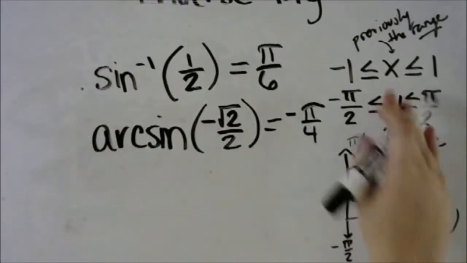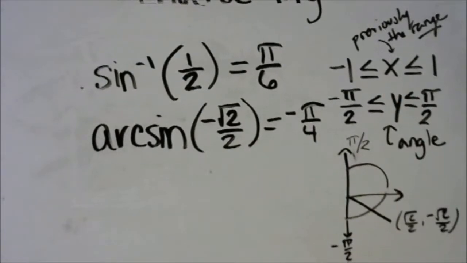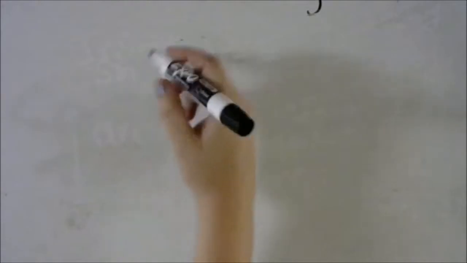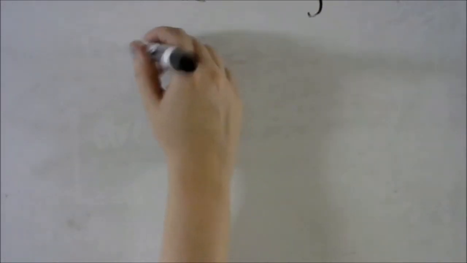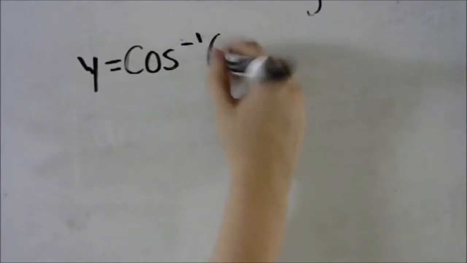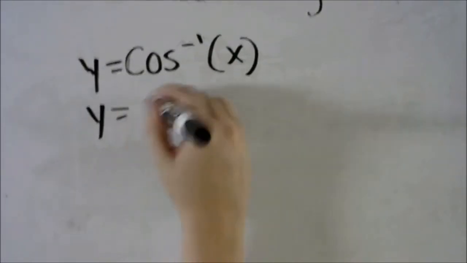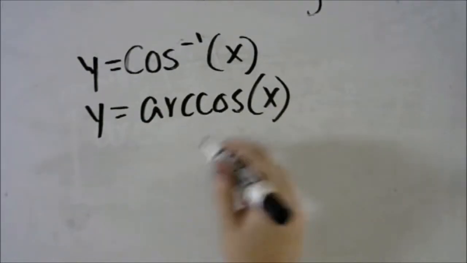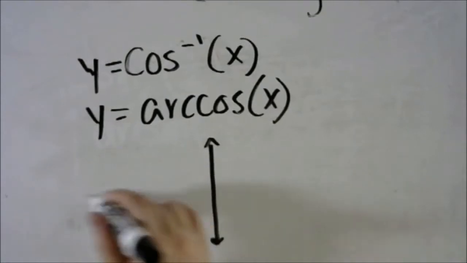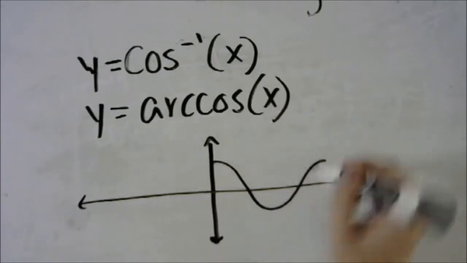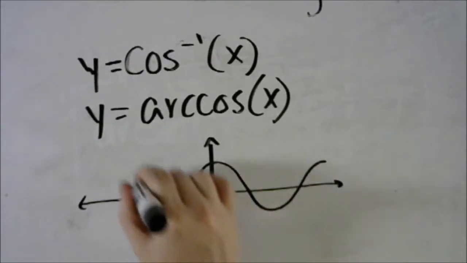Let's take a look at the domain and range restrictions for inverse cosine as well as inverse tangent and do a sample problem of each. So in order to find or define inverse cosine or arc cosine, we need to take a look at the original cosine curve. Just like sine, cosine is not considered invertible because it has a repeating range.